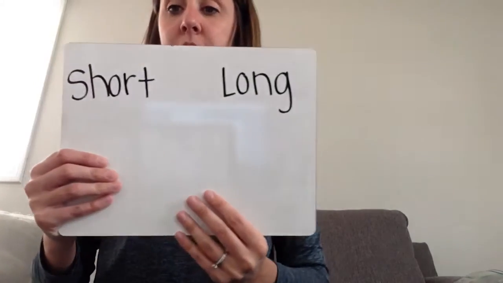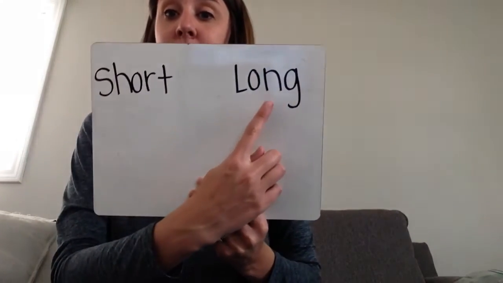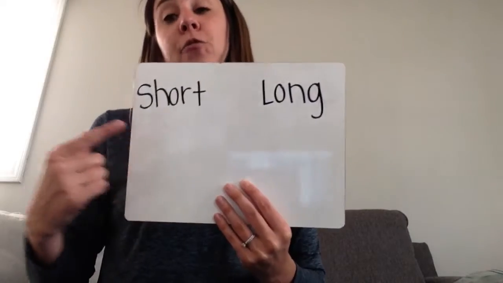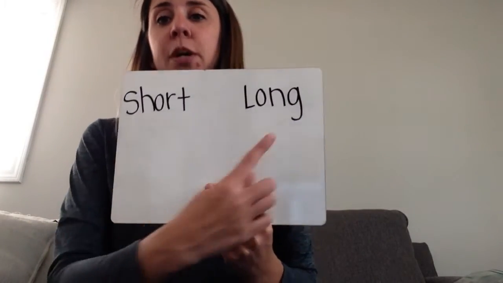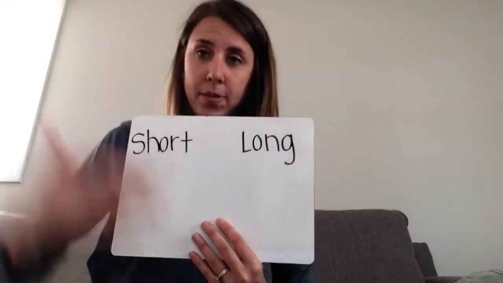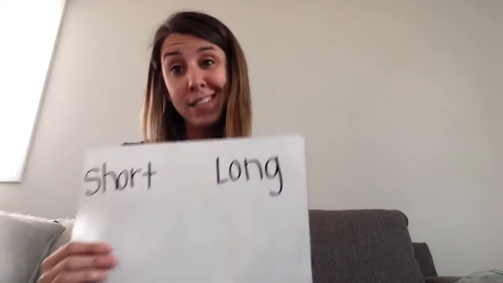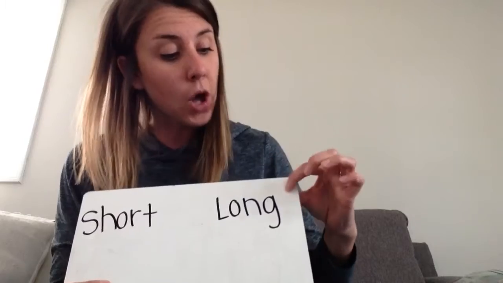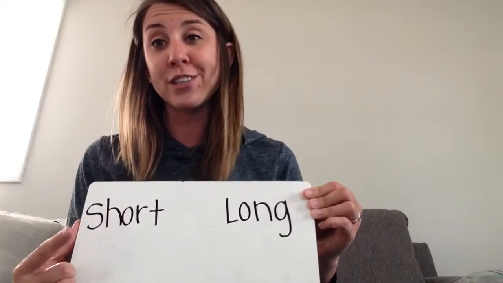The other vocabulary word that I want you to think about is long. So if I think that a first grader is short, what would be an example of something that's long, meaning it's really far from the ground? You might say a teacher, right? So a teacher is long and a first grader is short.